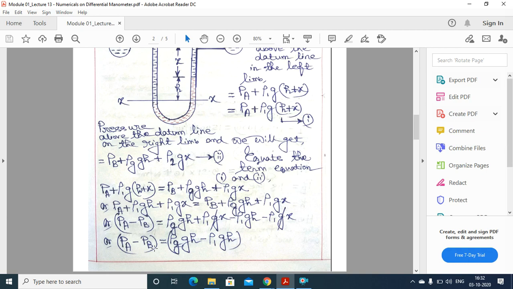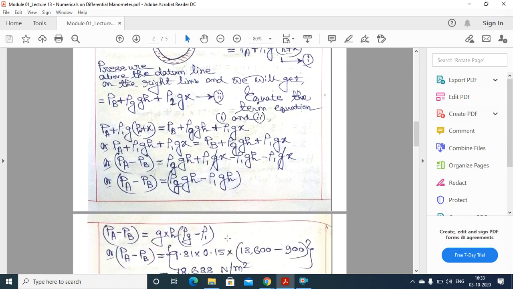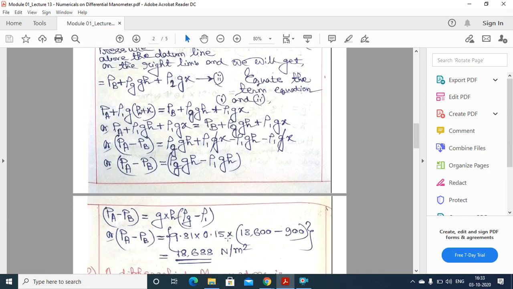So the remaining part will be Pa minus Pb is equal to rho g into g into h minus rho 1 into g into h. Okay, so from here, if we take the common g into h, then we will get that Pa minus Pb is equal to g into h into (rho g minus rho 1).